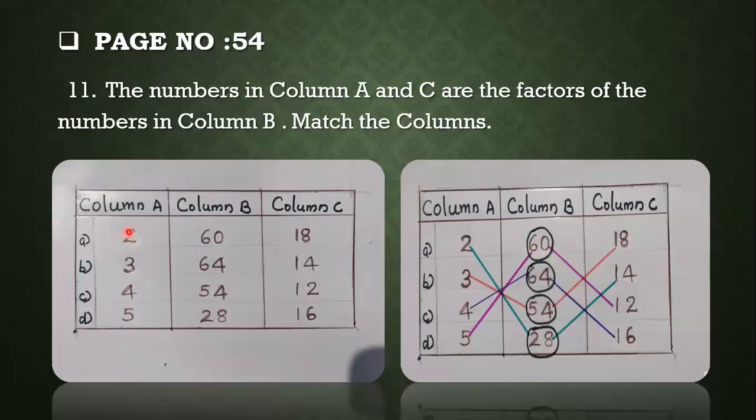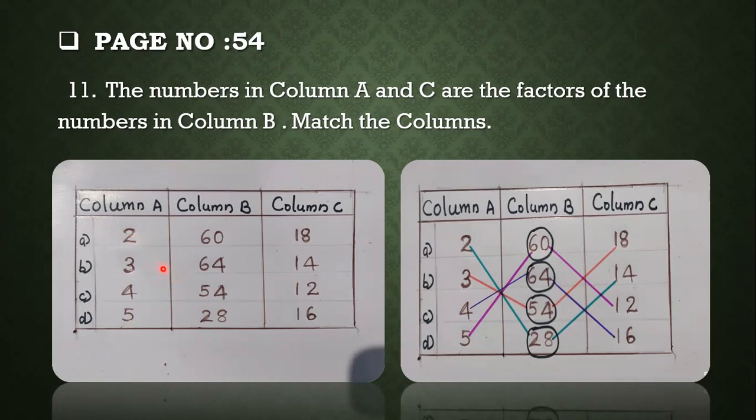First 2. 2 we will multiply by 18. 2 into 18 is 36. 18 2s are 36. And 36 is not given anywhere in column B. So that pair we cannot take. Then now 2 I am going to multiply by the next number in column C, that is 14. 14 2s are 28. So this 28 is given in column B. That means 2 and 14 are the factors of 28. So we can match the numbers. 2 and 14, they are the factors of 28.